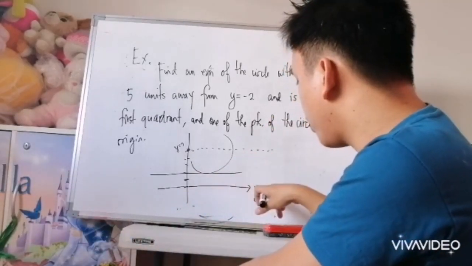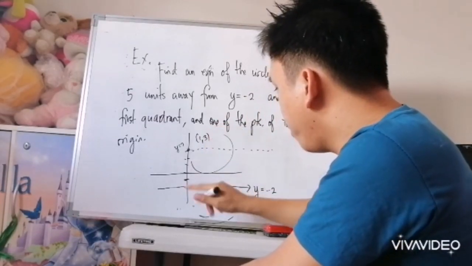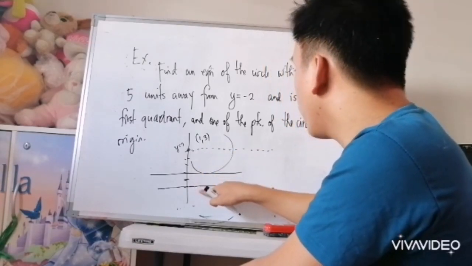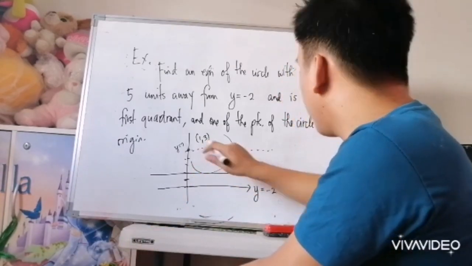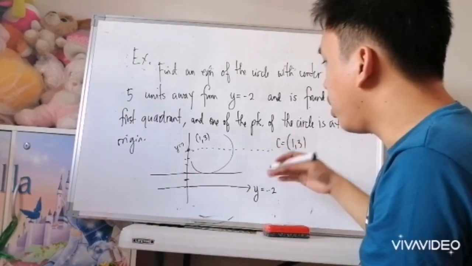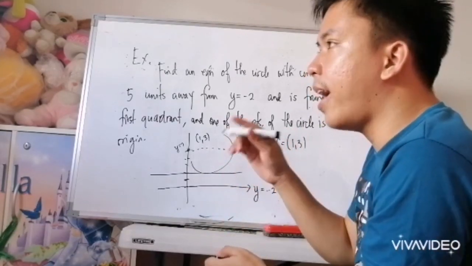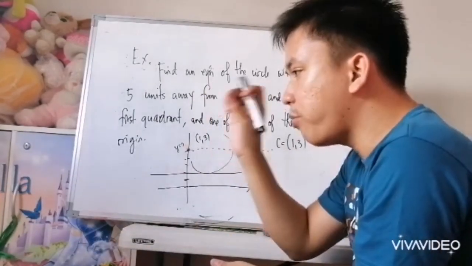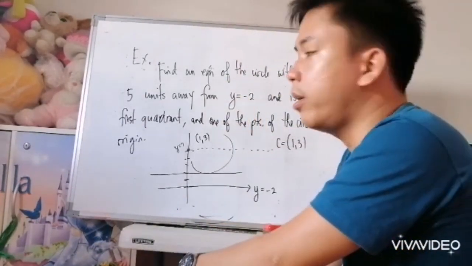I can have, let's say, (1, 3), because this is 5 units away from y equals negative 2, and it's found in the first quadrant. So this is now my center. My center here is (1, 3). I can also have a center, let's say, (2, 3). Anything that has a value of 3 as the y coordinate, so long as those points are found in the first quadrant, are centers of a circle for this problem.